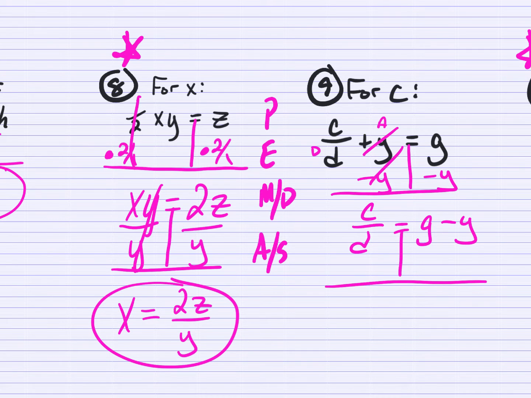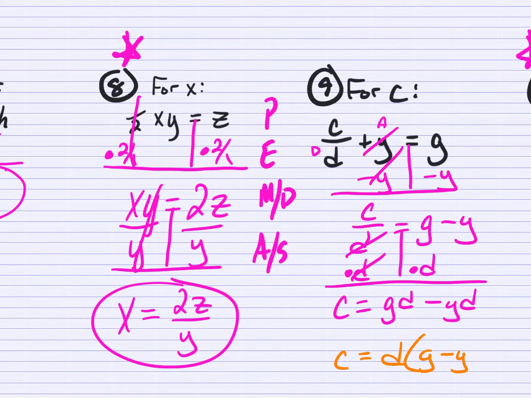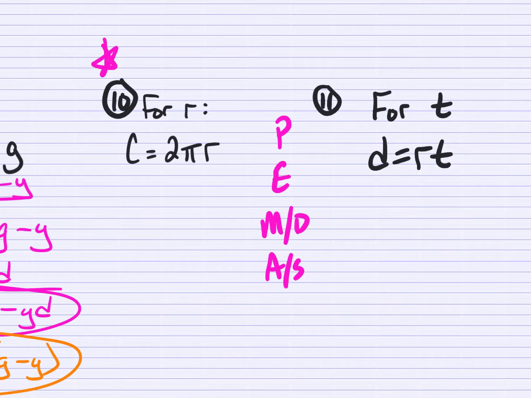The opposite of multiplying by d, or I'm sorry, dividing by d is multiplying by d. And again, there's two ways you can write this like earlier. I can do it where I multiply both of them by d, so I could say g times d minus y times d. Or I could just say d times both of them, showing the parentheses. Either one of these is perfectly fine for an answer.